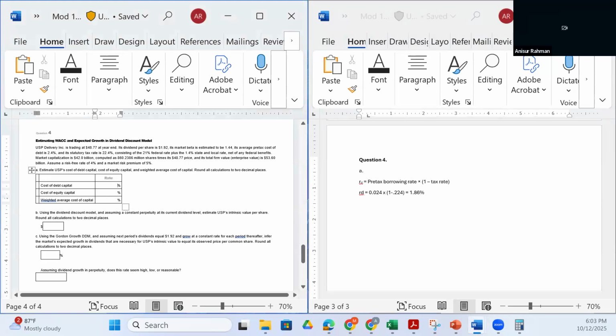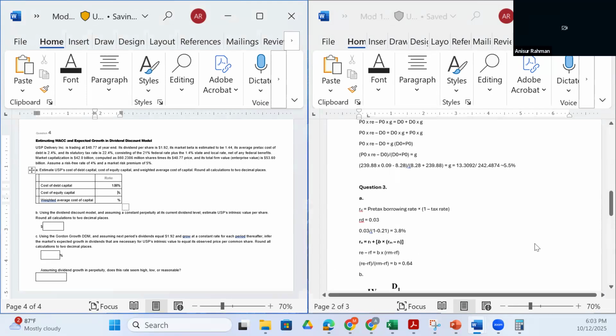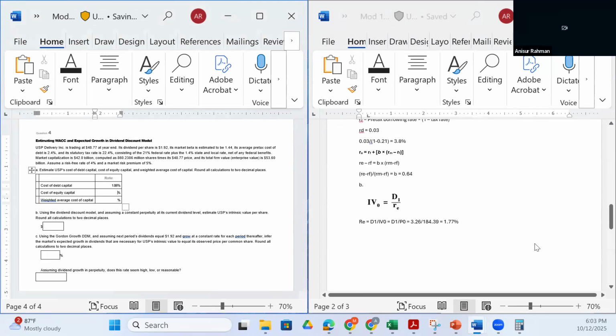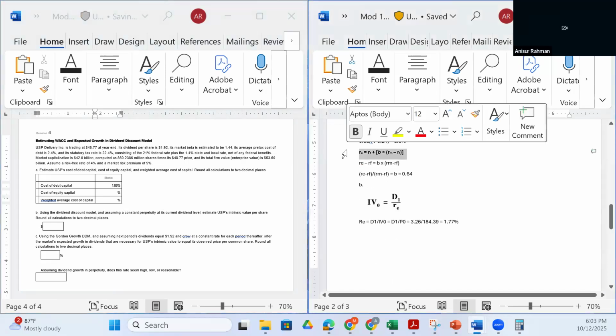Right? 6%. Now cost of equity capital, we have seen that formula too already. This one.